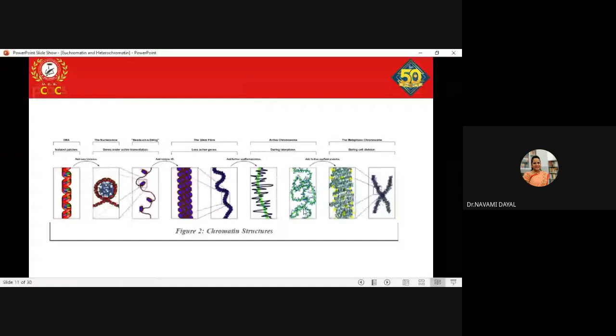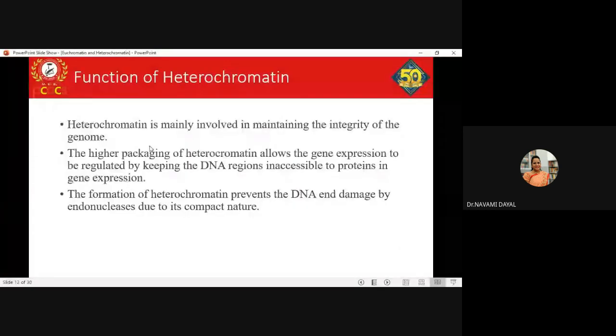Function of heterochromatin. Heterochromatin is mainly involved in maintaining the integrity of the genome. You need to maintain the integrity of the genome. Otherwise, what would happen if all of the genes were in the euchromatin stage? All the genes would be transcriptionally active, and all of the unnecessary products would be produced, and it would create havoc. So mainly the function of heterochromatin is to maintain the integrity of the genome.